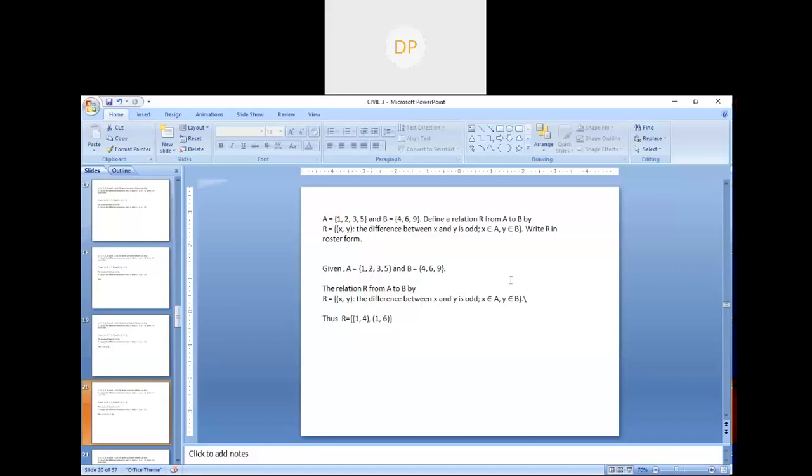Next, come to the second point. From set A, it is 2. So first will be (2, 4). Can I include (2, 4)? No. Then (2, 6)? No. (2, 9)? Yes, 9 minus 2 is 7, which is odd.